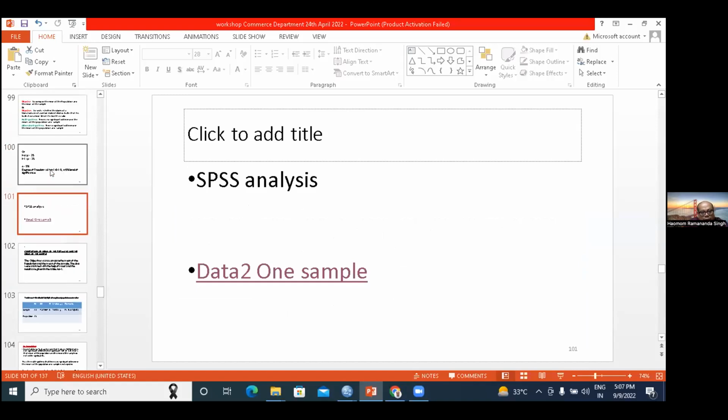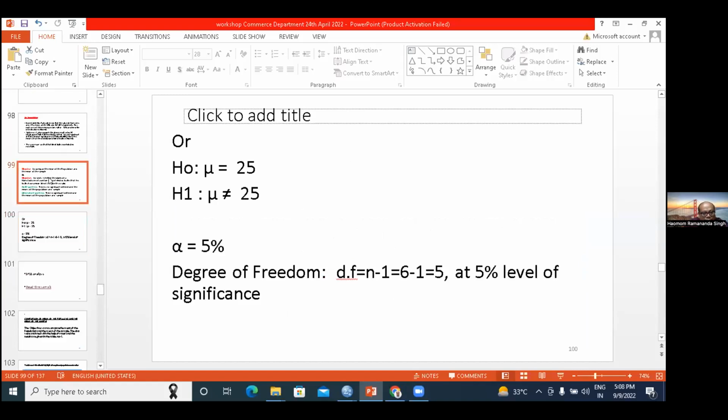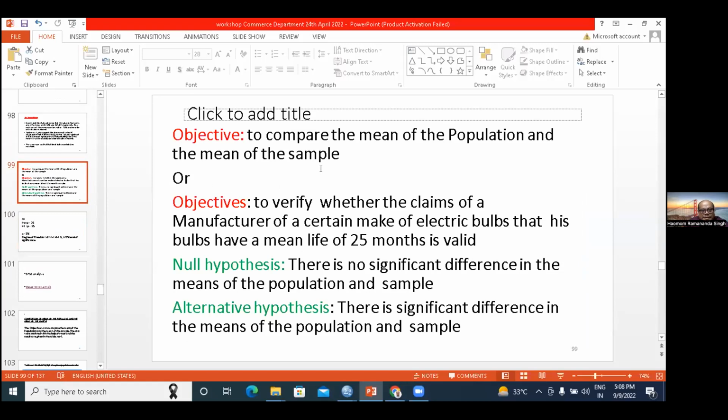So data was normal. Now we are ready for testing the hypothesis to compare the mean of the population and the mean of the sample, or to verify whether the claim of a manufacturer of a certain megawatt electric bulb, that the bulb has a mean life of 25 months, is valid. The same procedure we follow. Now let us test.